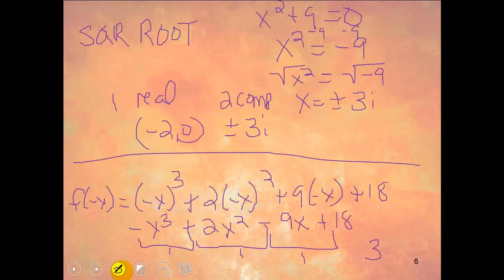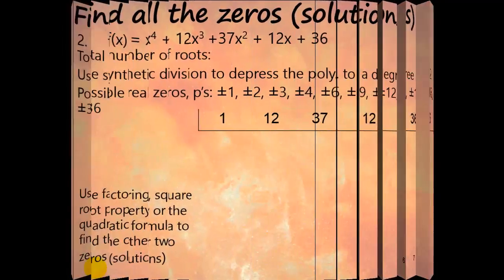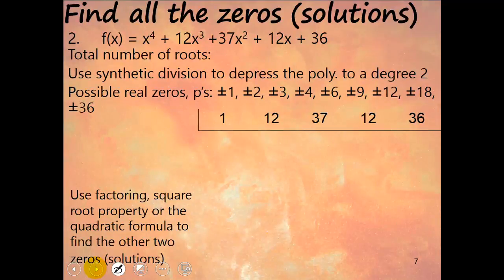Let's try this next one. We're going to find all the zeros. All right. The total number of roots is going to be 4. My max positive is going to be none. And then I'm going to go to the next slide to determine the maximum number of negative roots that I have. Again, I'm going to do it down here because I might need some extra space.